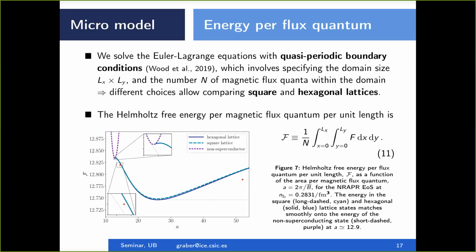And what comes out at every given density for every given equation of state is a plot like this on the left-hand side here. We plot this energy, which is essentially averaged over this entire unit cell that we look at, as a function of A. A is essentially the area per magnetic flux quantum, which you can think of as the Wigner-Seitz cell of a magnetic flux quantum. This is given by 2π over B. So large A corresponds to small flux, and small A corresponds to a lot of flux.